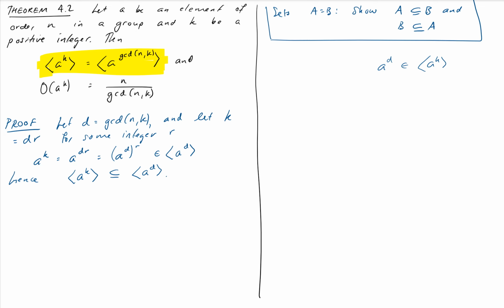Now, I'm going to make use of the GCD property, because when we've got GCDs, we've got to keep in the back of our heads that we've got this linear combination property of GCD. And that often turns out to be really useful. So I'm going to let d equal ns plus tk for some integers s and t by the linear combination property.